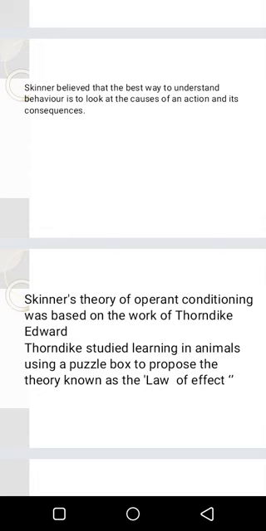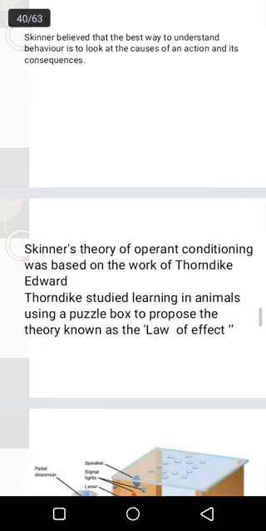Skinner's theory of operant conditioning was based on the work of Edward Thorndike. Remember, Thorndike is not the father. Thorndike is not the father, but B.F. Skinner is the father of this theory. But he based his theory on the law of effect, which was done by this man by the name of Thorndike. Are we together?